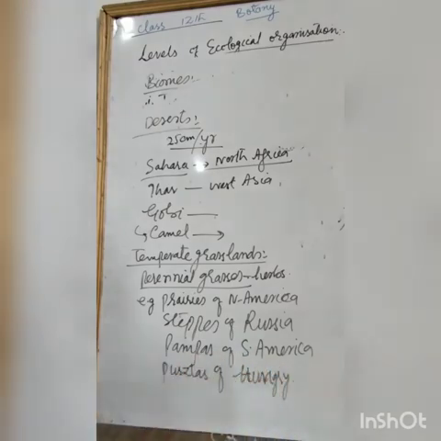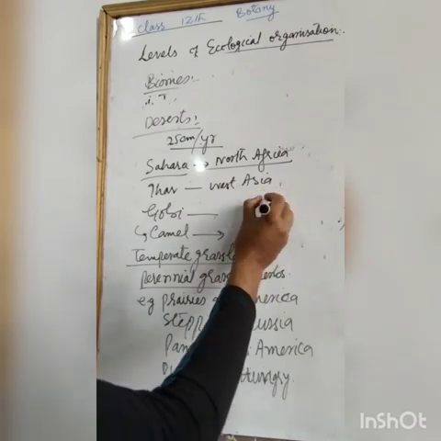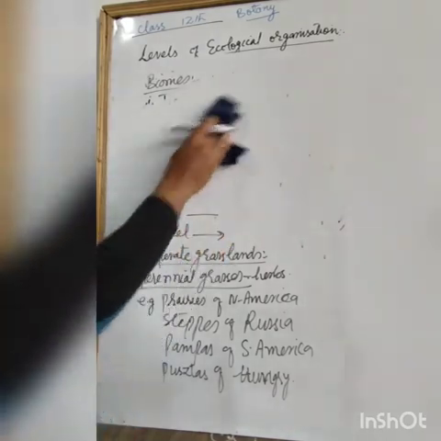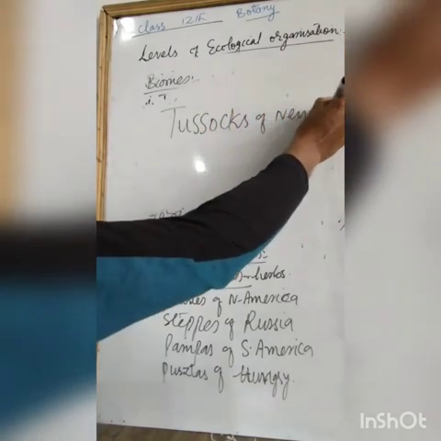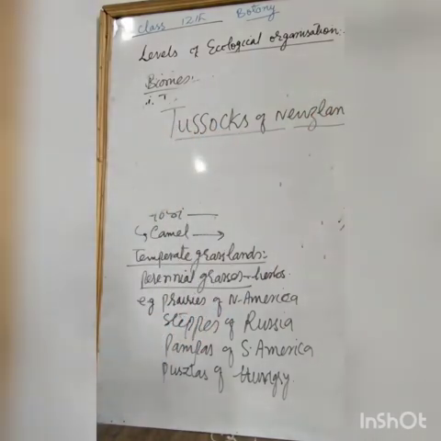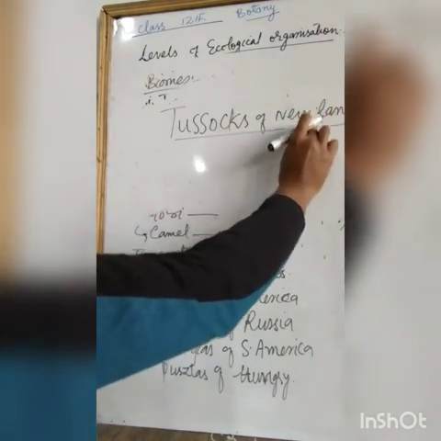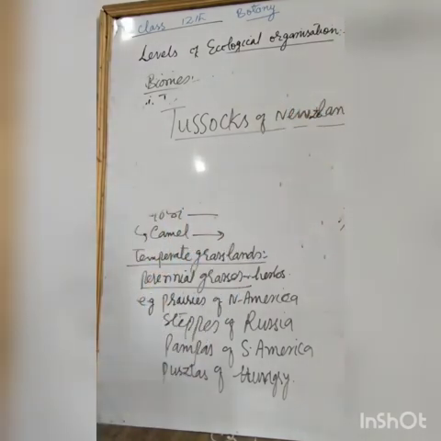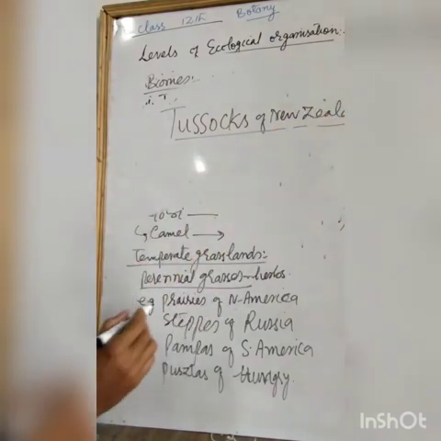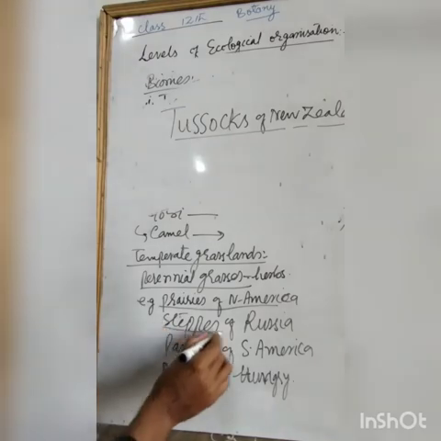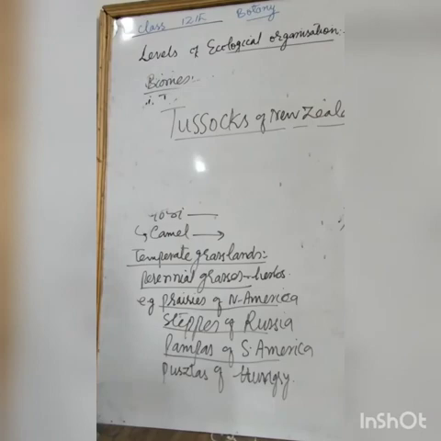In Hungary they are called Pustas, and in New Zealand they are called the Tussocks of New Zealand. This is very important and you have to remember this. Prairies in North America, steppes in Russia, pampas in South America, Pustas in Hungary, and tussocks in New Zealand.